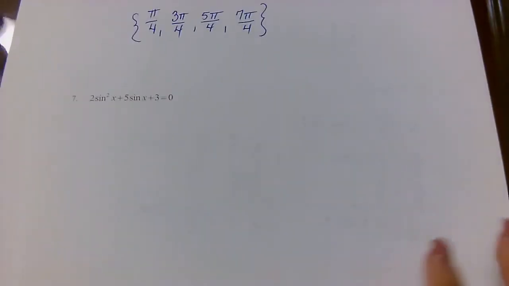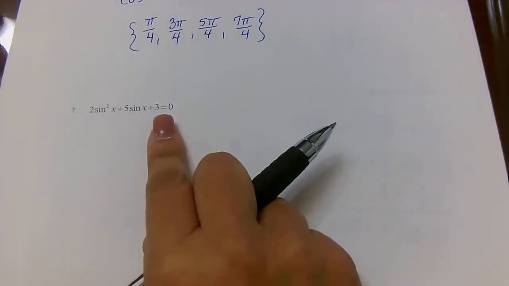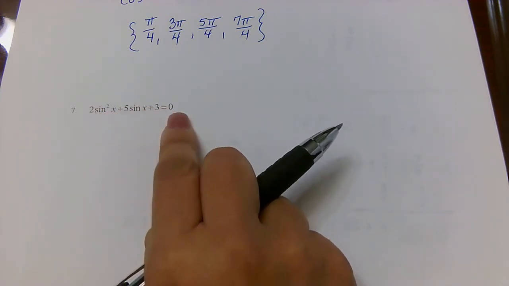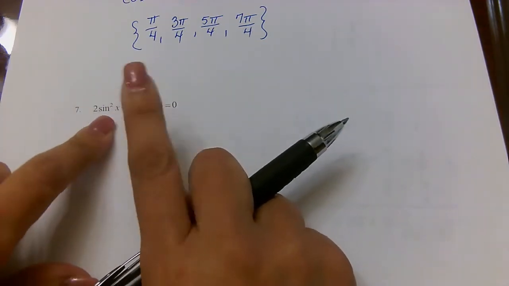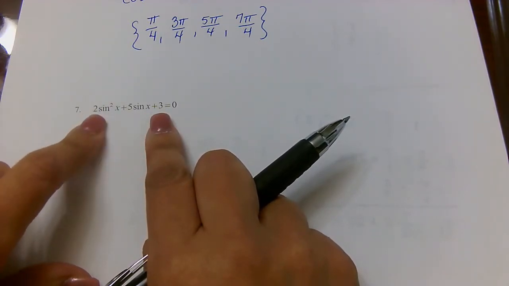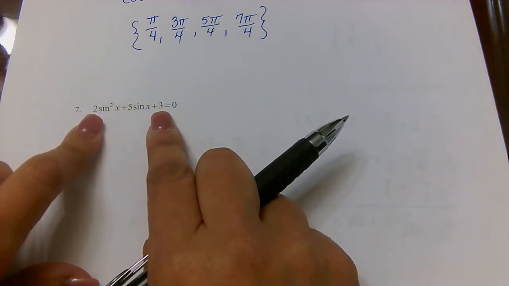All right, number 7. Now we have something that looks like a quadratic equation. We have an ax squared, plus bx plus c is equal to 0. So what you're going to do is solve this like you would any other quadratic equation. I'm going to go ahead and show you how I teach my college algebra students how to do this, or you can use the method that your professor taught you in college algebra.